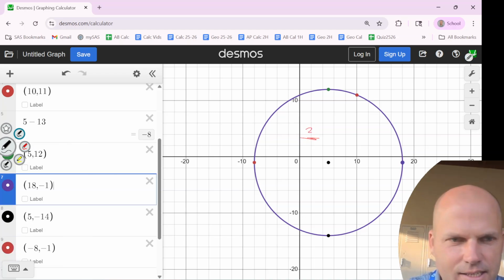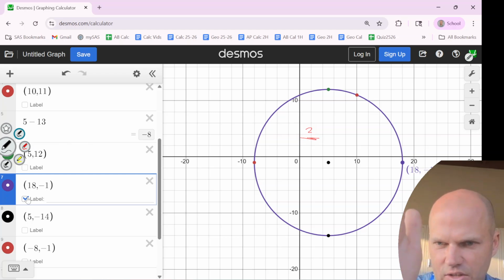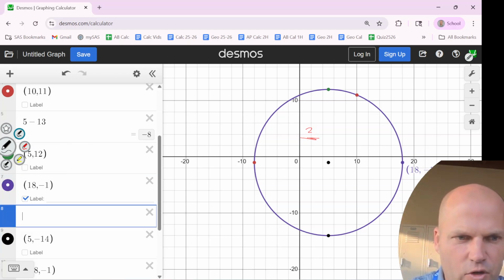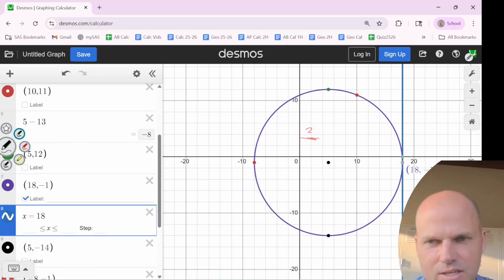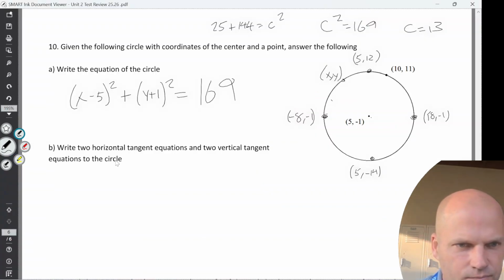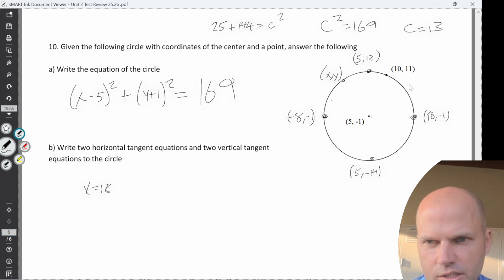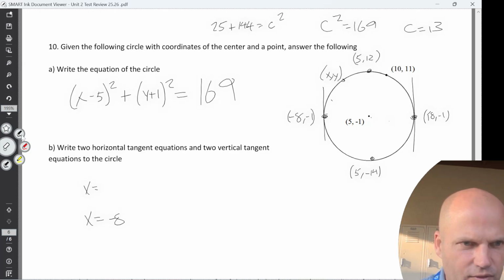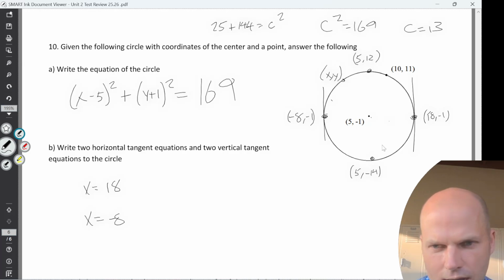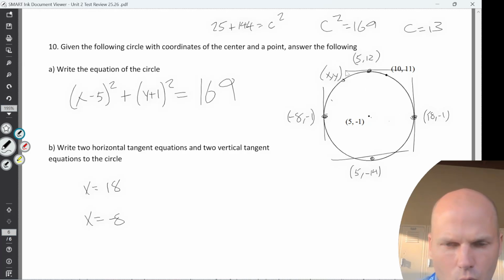Well, let's start at this point, (18, -1). I can see the vertical tangent. What is going to be the vertical tangent? Is it x equals 18 or is it y equals -1? Well, I can see the x is always 18. x equals 18 will give us this line. x equals gives us a vertical line. So x equals -8 will give this. 18 and then -8. And then we know if your y's stay consistent, you will have horizontal lines.